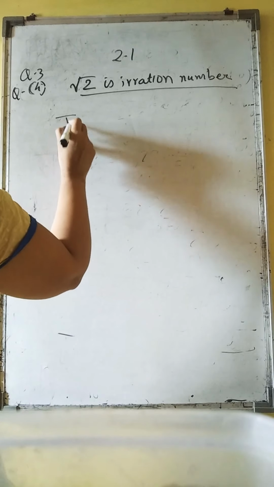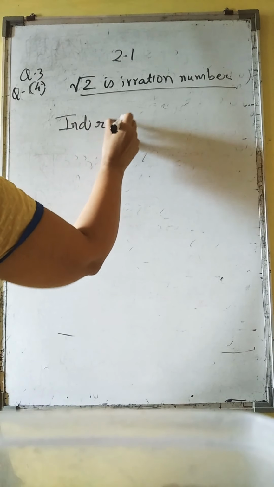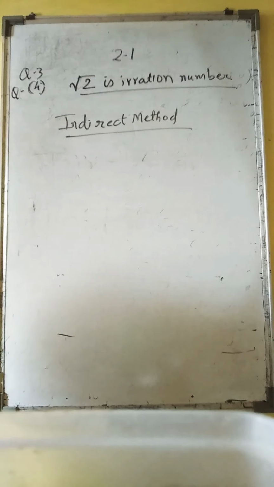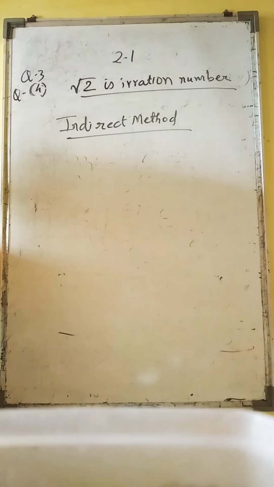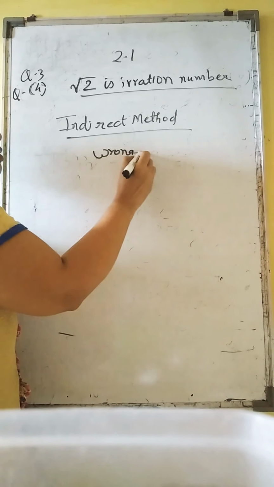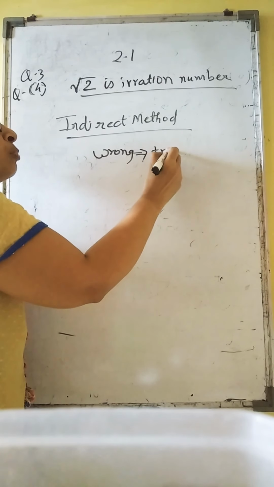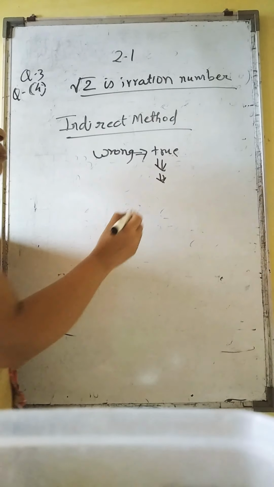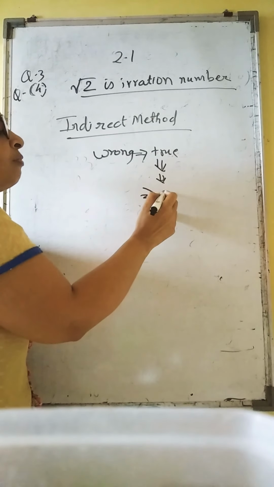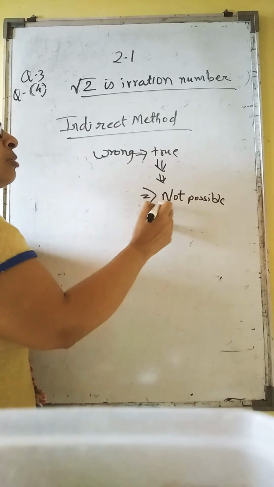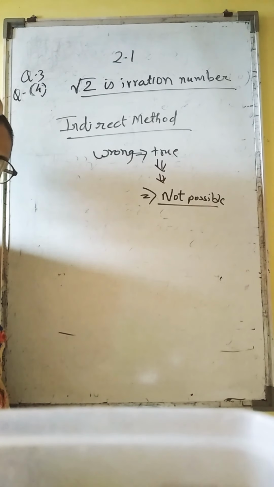Now, children, we are going to prove it by indirect method. Now let me explain to you what we mean by indirect method. Indirect method means you are going to assume something wrong, and then some wrong thing you assume it as true, and then you go on giving the arguments, and then we will come to some conclusions which is not possible. So when something not possible comes, then you get confused.